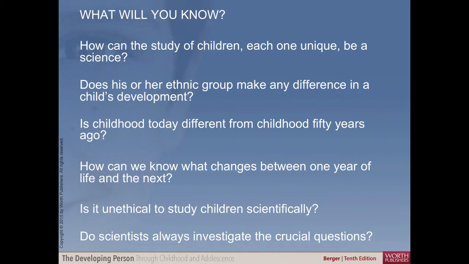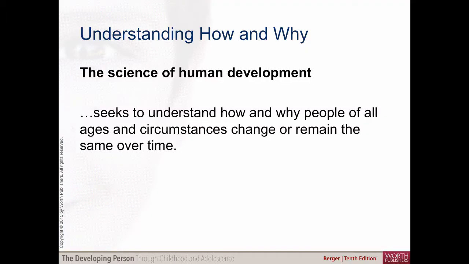So what I am hoping you are going to know by the end of this chapter is: how can the study of children, each one unique, be a science? Does his or her ethnic group make any difference in a child's development? Is childhood today different from childhood 50 years ago? How can we know what changes between 1 year of life and the next? Is it unethical to study children scientifically? And do scientists always investigate the crucial questions? So, understanding how and why: the science of human development.